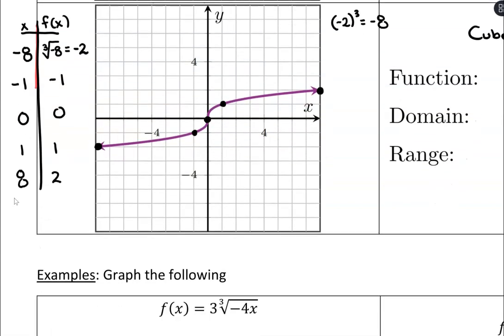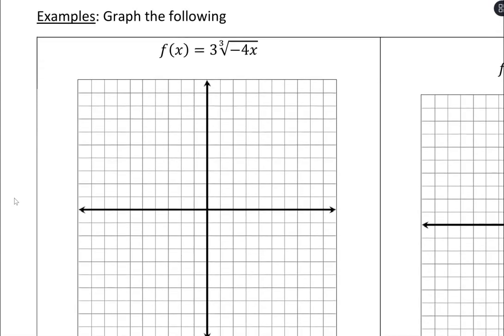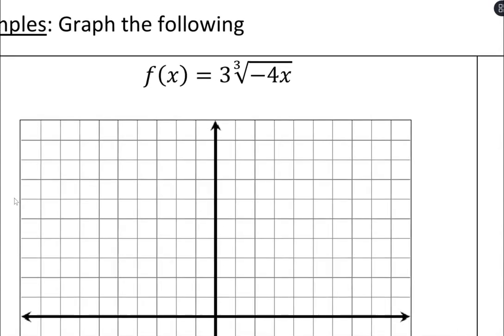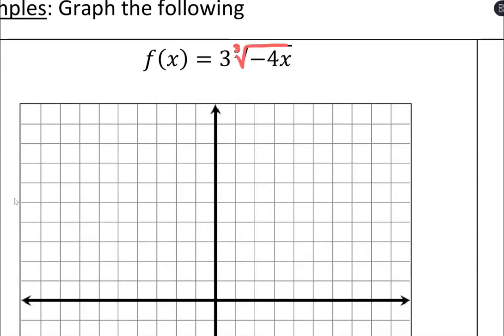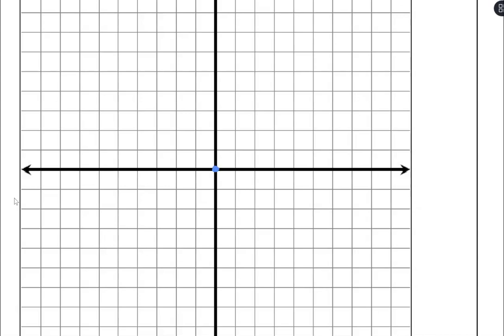So let's go ahead and try this out with some graph transformations. So with this one, I see the cube root right there. So that's going to be our parent function. So if I needed a quick sketch, I go 0, 0, 1 away, 1 away, 8 away, 2 away. So those coordinates give me enough information to get started with my graph.